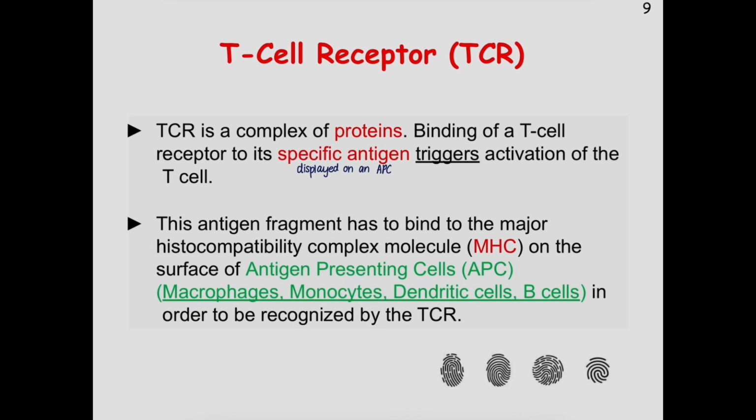Okay, so as we mentioned, the T cell receptor plays a role in the activation of the T cell, and this is what is going to enable the T cell to bind to its specific antigen or a specific epitope. It is actually a complex of proteins rather than just one protein, and the specific antigen or epitope must be displayed on the surface of an antigen-presenting cell so that it can be recognized by the T cell receptor. So the antigen fragment has to bind to the major histocompatibility complex molecule, or MHC, on the surface of the antigen-presenting cell in order to be recognized by the TCR. And we're going to see more details about this in the coming slide.